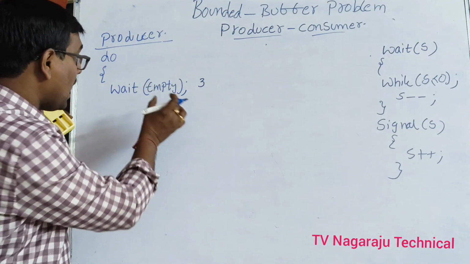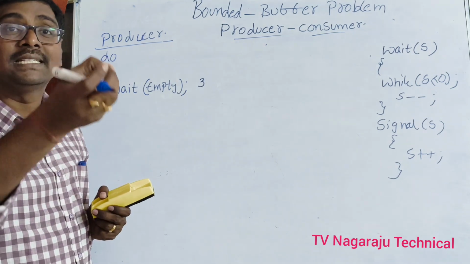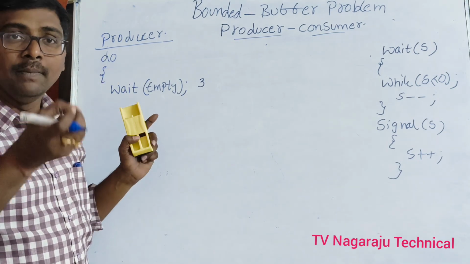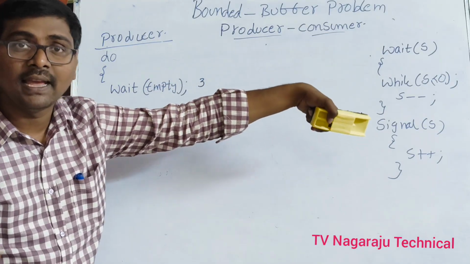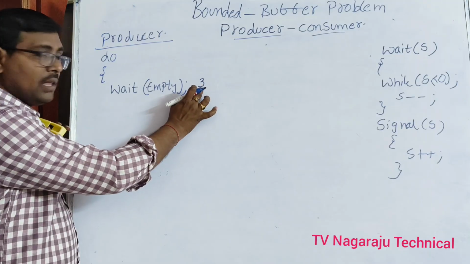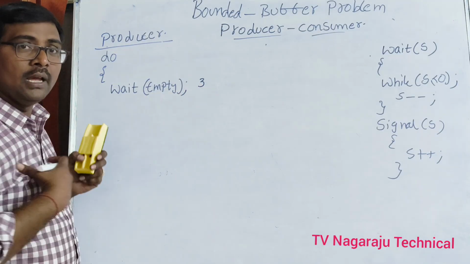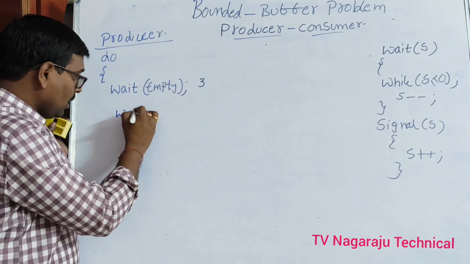That means, until the empty value is positive, we can insert the data. Yes or no? The empty value is positive, that is, if it is greater than 0, we can insert the data. Right now, the empty value is equal to 3. Now the buffer is free. Immediately, what am I doing?